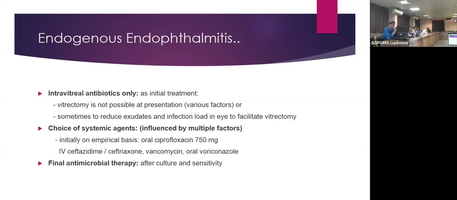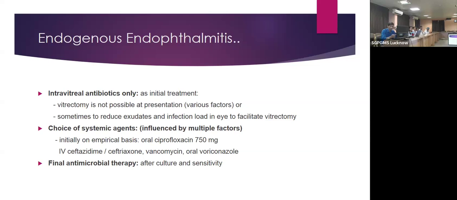And sometimes exudates and pus are so badly filled that you don't have any space to go inside. Your vitrectomy port cannot get inside the eye. It is so bad a situation. Okay, understand? So giving antibiotics for 1 or 2 days reduces these exudates and pus, and at least we can make an incision to facilitate the vitrectomy, because making an incision is not possible many a time in these patients. Choice of systemic agents is influenced by multiple factors.